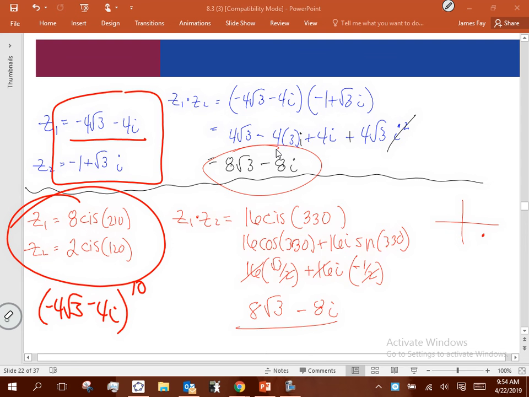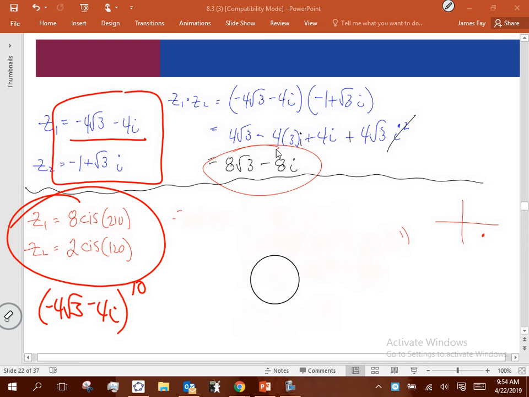Well, here, if I want to divide down here, let's go Z1 divided by Z2. So it's 8 divided by 2, R1 divided by R2, and now it's cis. It'll be the difference in here. What's the difference between 210 and 120? 90. So it gives me 4 cosine 90. What's cosine of 90? 0. So it gives me 4 times 0, which is just 0. And then it's i sine of 90. What's the sine of 90? 1 times the 4. So this just turns into 4i.